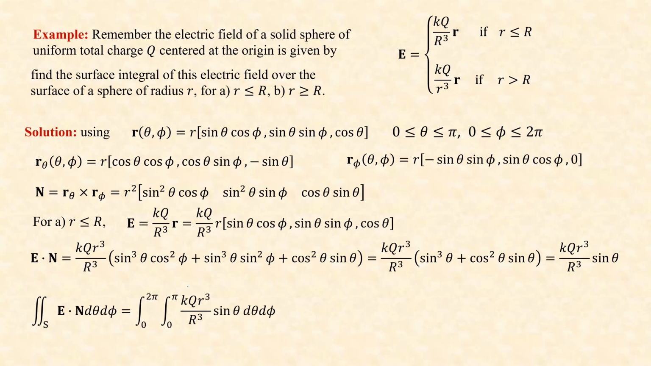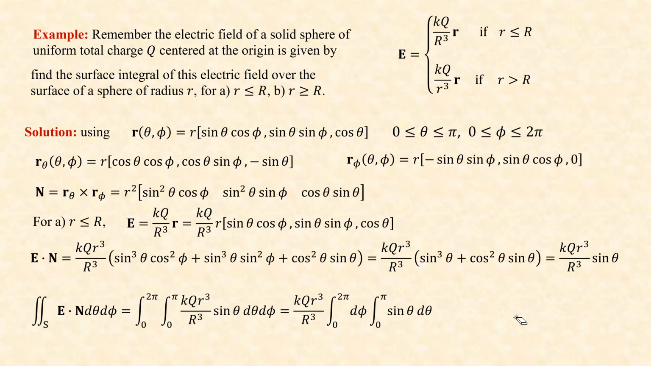And then these are all constant as far as theta and phi are concerned. So we can take those out and we can separate the integral over phi and the integral over theta, because you see they don't mix. This is the constant, and this is the integral over phi, nothing depending on phi. And this is the integral over theta, right?